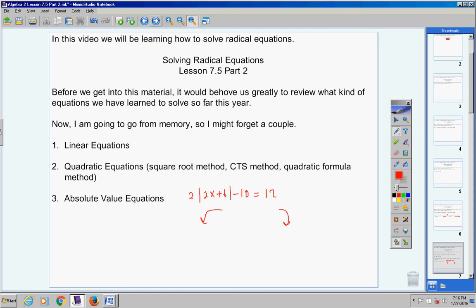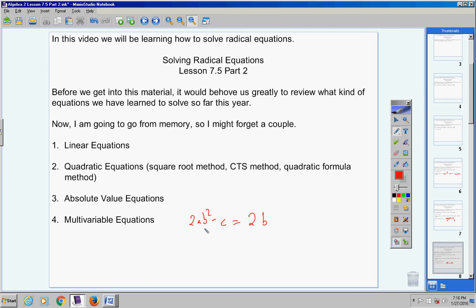Okay, I'm just kind of rambling right now. Multivariable equations, something like 2ab squared minus c equals 2b, and you would solve that equation for a or b or c, whatever I told you to solve for. Some multivariable equations, and now today radical equations.